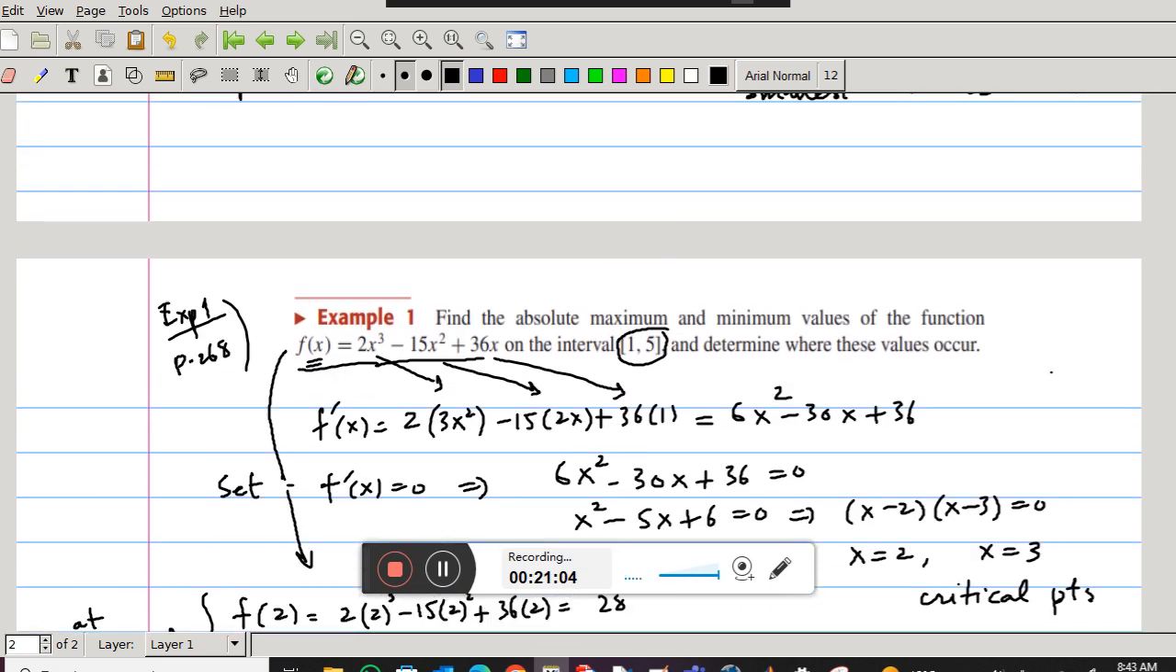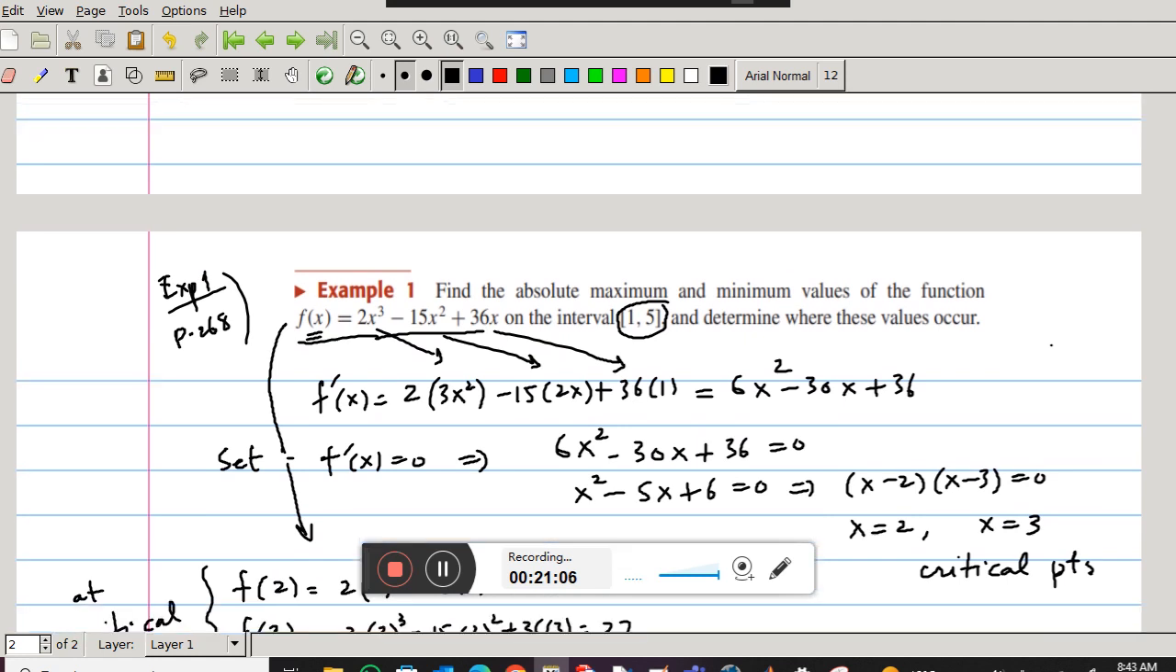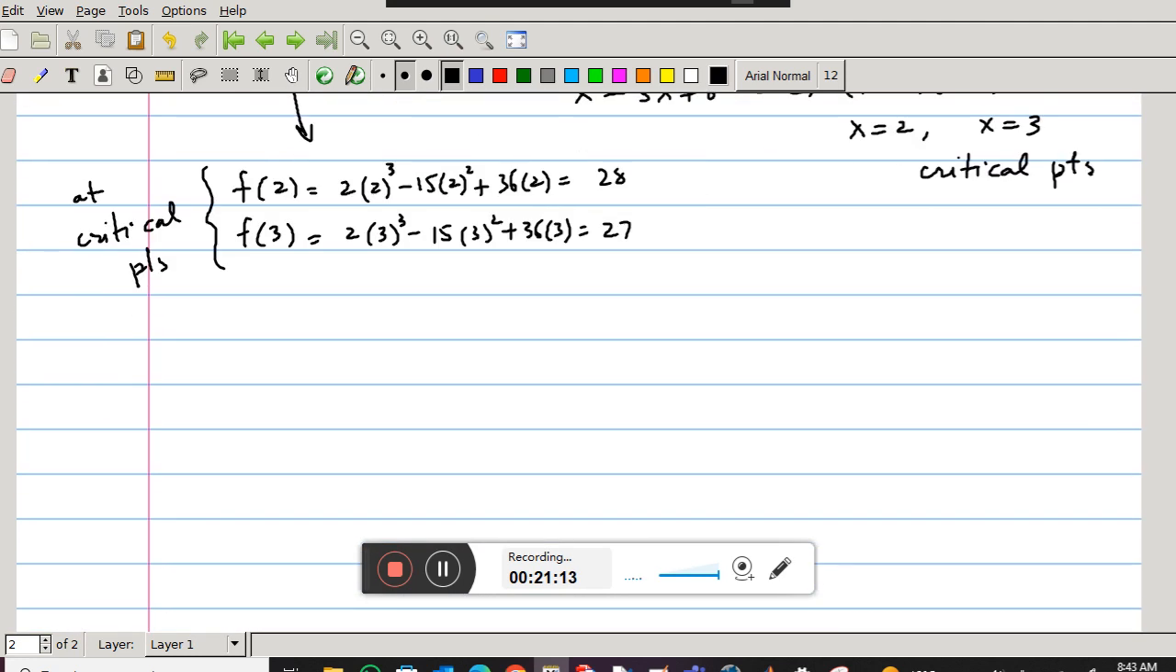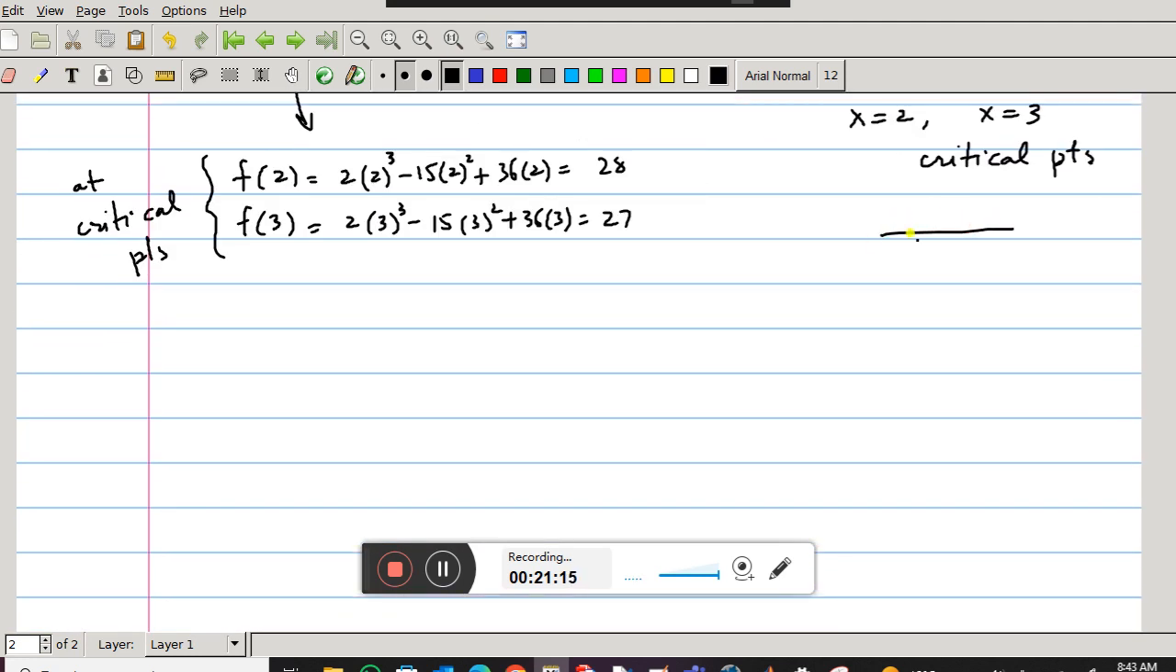So what are the endpoints? 1 and 5. In this interval, the endpoints are 1 and 5, because this is my interval from 1 to 5. So these are the endpoints, and 2, 3 are the critical points. So I have to evaluate my function at all these 4 points.